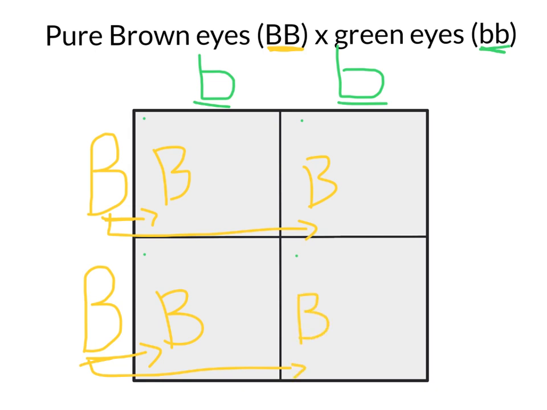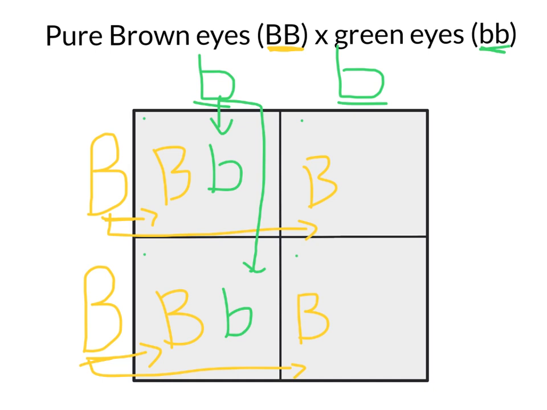Now in our Punnett squares, we're always going to put the dominant trait first, even when there's a recessive trait that is to follow. Now we're going to move on to the parent with green eyes. We'll take this first B, it's going to come down here, match up with that dominant trait, and the second B down here and match up with this dominant trait.